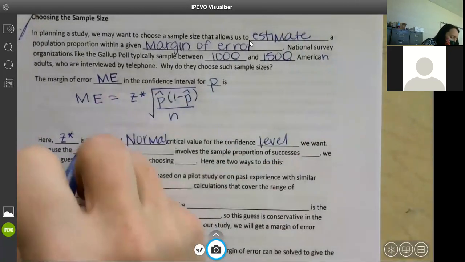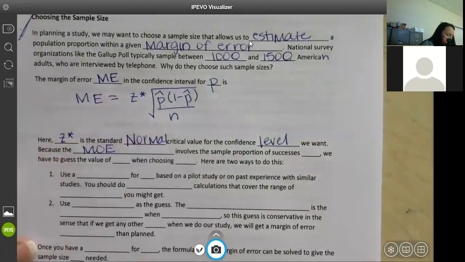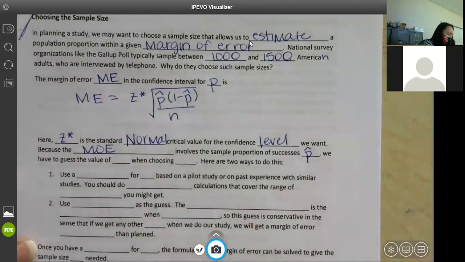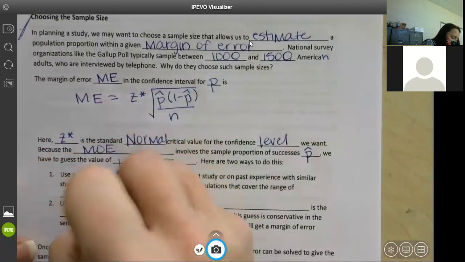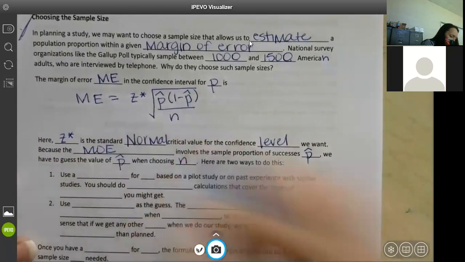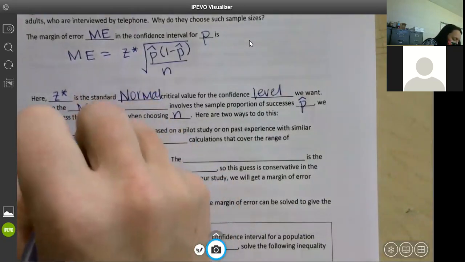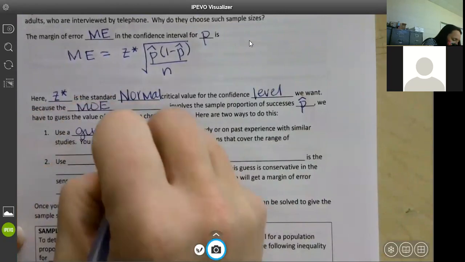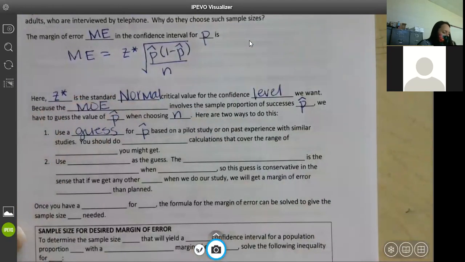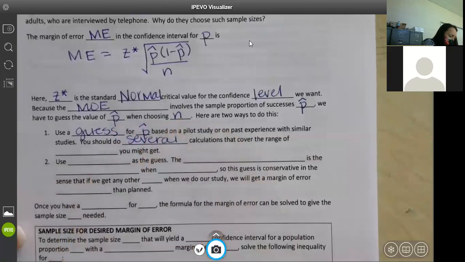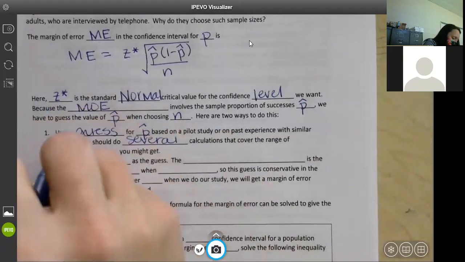Because the margin of error involves the sample proportion of successes, which is P hat, we have to guess the value of P hat when choosing N. Here are the 2 ways to do this. So we can use a guess for P hat based on a pilot study or past experience with similar studies. You should do several calculations that cover a range of P hat values.